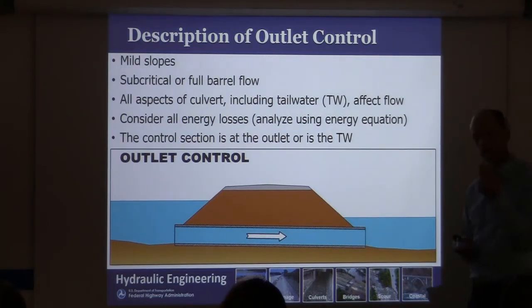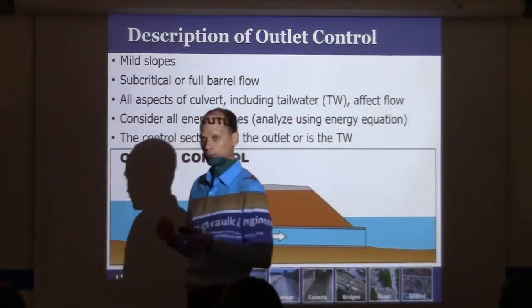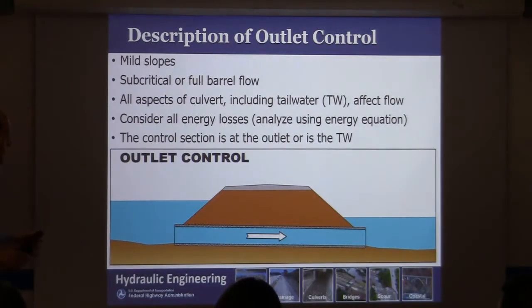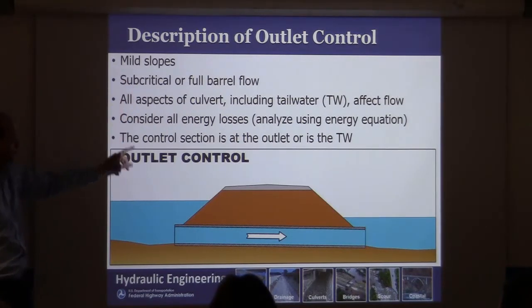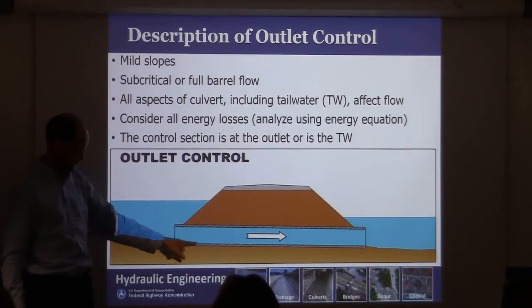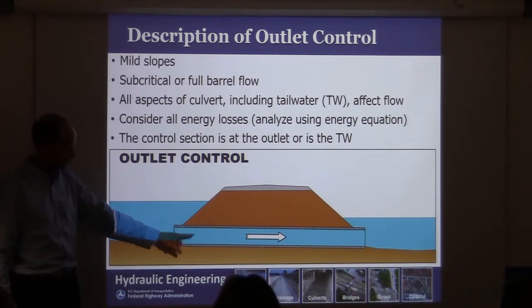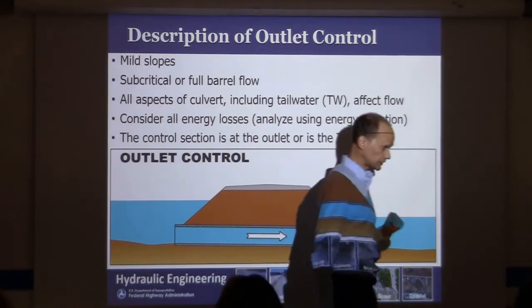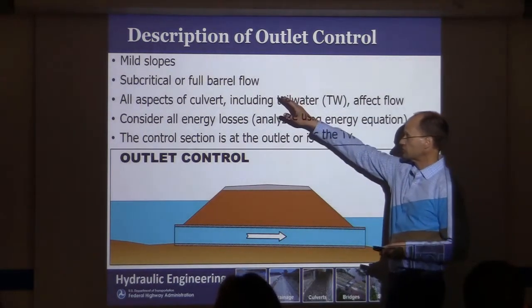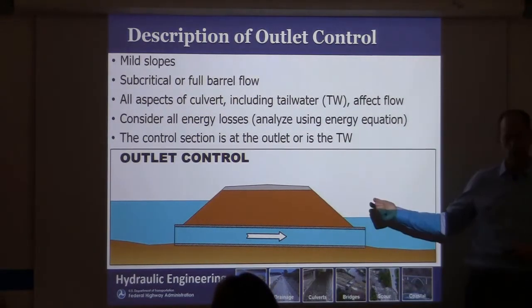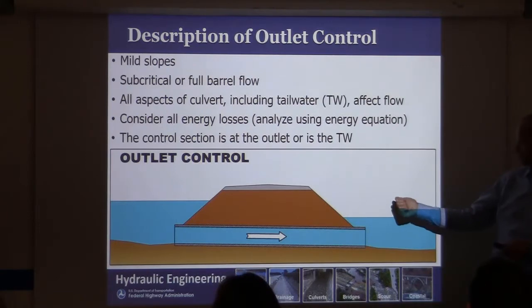So we talk about inlet control. The other way that a culvert could be operating is what we call outlet control. Outlet control occurs on mild slopes, and the flow could be one of two conditions in the barrel. In this condition, you see full barrel flow, so it uses the entire barrel area. It could also be subcritical flow. Mild slope, subcritical flow. Steep slope, supercritical flow. So there's another way that you could describe those two different flow types, sub and supercritical. So if we have mild slopes, subcritical or full barrel flow, that culvert is operating in outlet control.